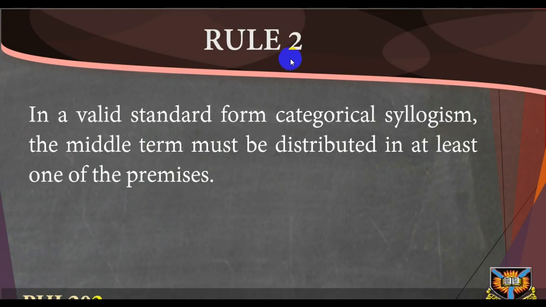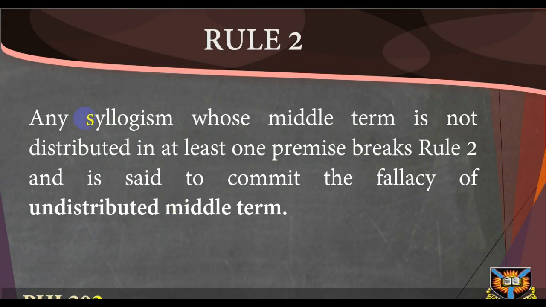Rule 2. In a valid standard form categorical syllogism, the middle term must be distributed in at least one of the premises. Any syllogism whose middle term is not distributed in at least one premise breaks Rule 2 and is said to commit the fallacy of undistributed middle term.